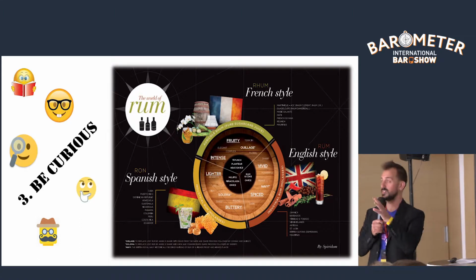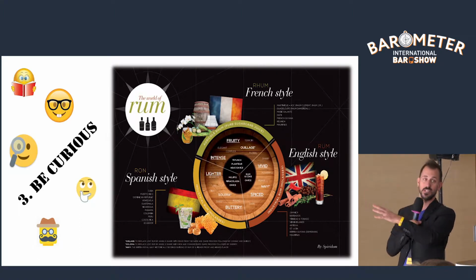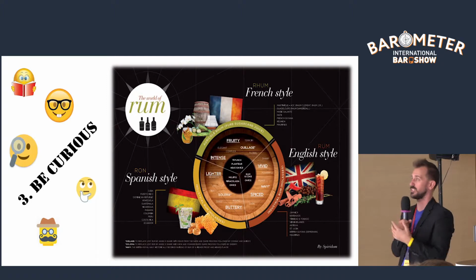Okay, so it tells you about the three different styles of rum, the French, the English, and the Spanish style.